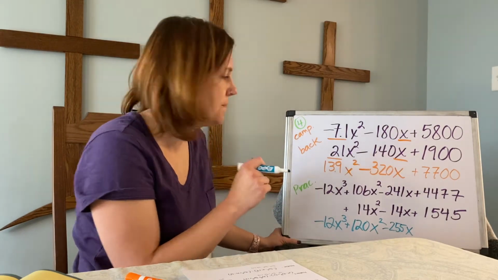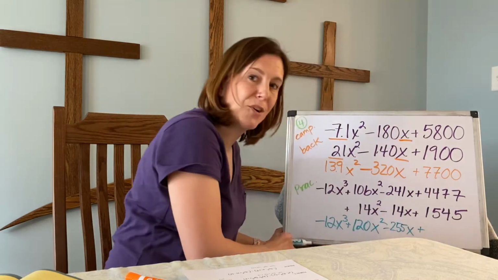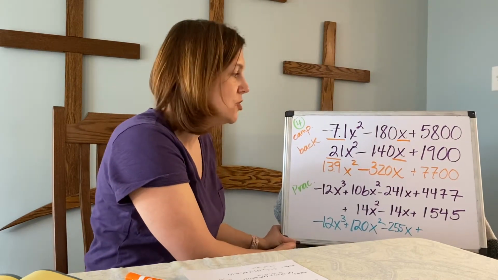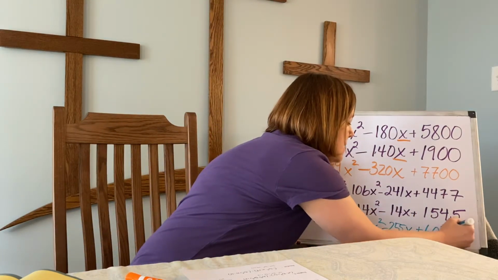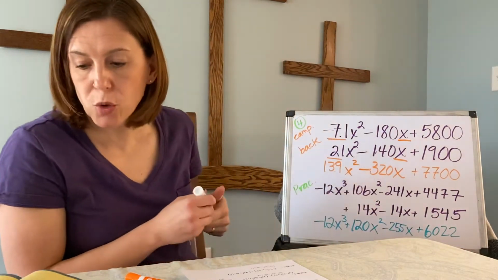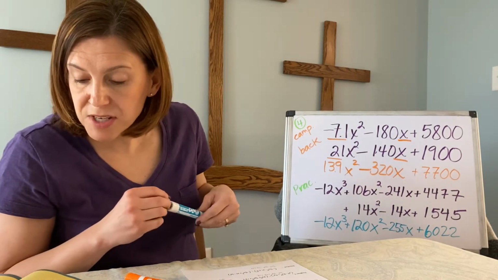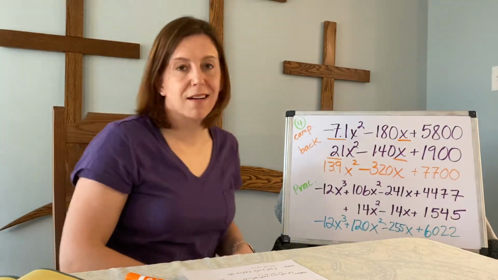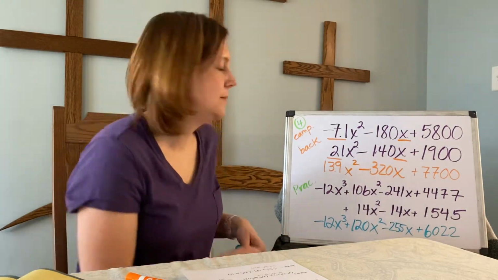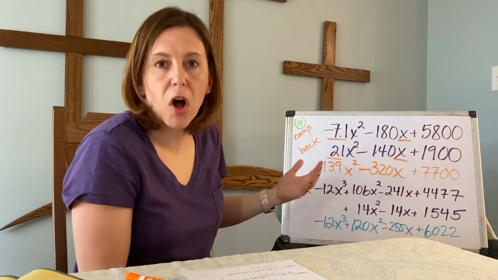Okay, my last part of this, my last monomial to deal with in this polynomial, just my numbers. And so if I add that together, I get 6,022. So let me just double check that answer in the book. Probably should have done that already. And yes, we are correct. Whew. Okay, that is how we add polynomials.